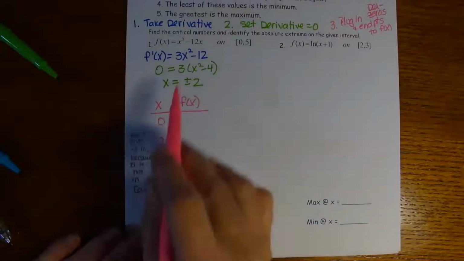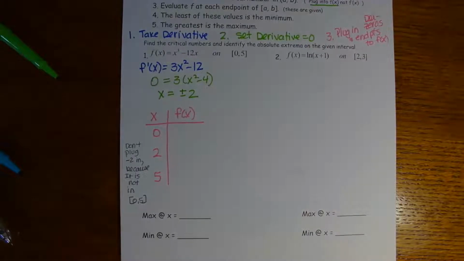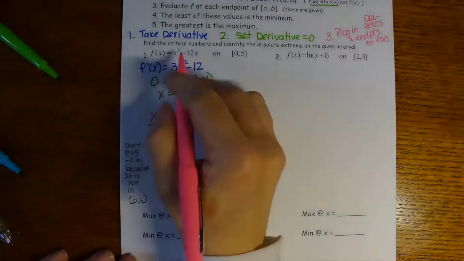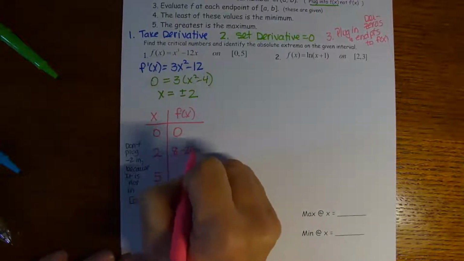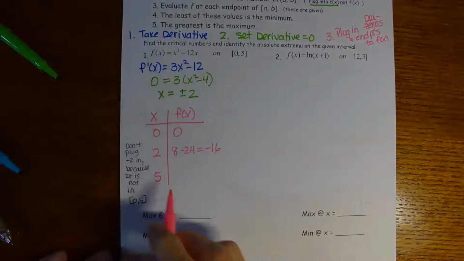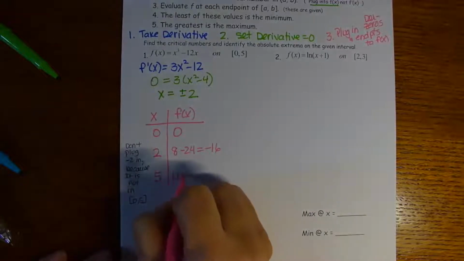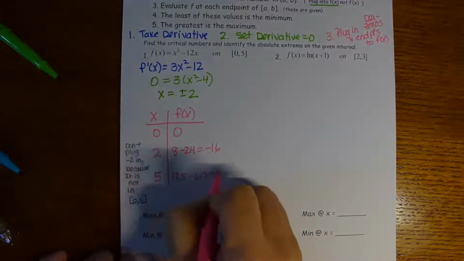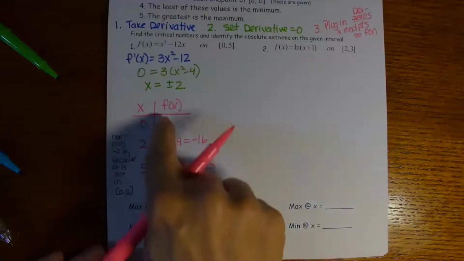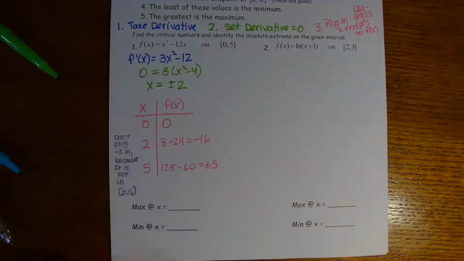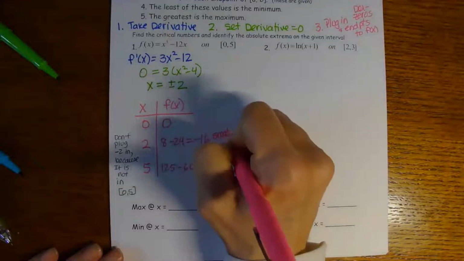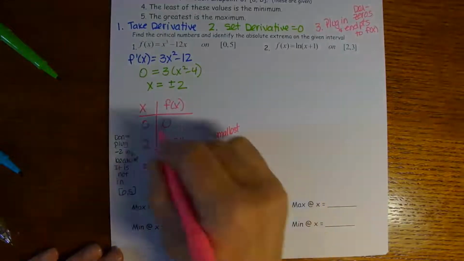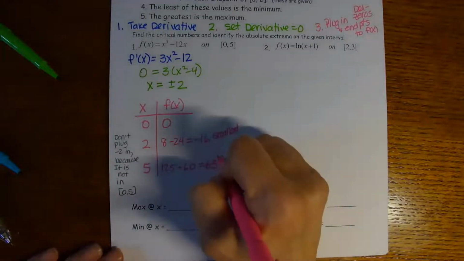So if you plug 0 into the mama, what do you get? If you plug 2, we get what? 8 minus 24, which is -16. And if we put 5 in, okay, which one of these numbers, 0, -16, or 65, is the smallest? Here's my smallest. 65 or 0, which one's bigger?